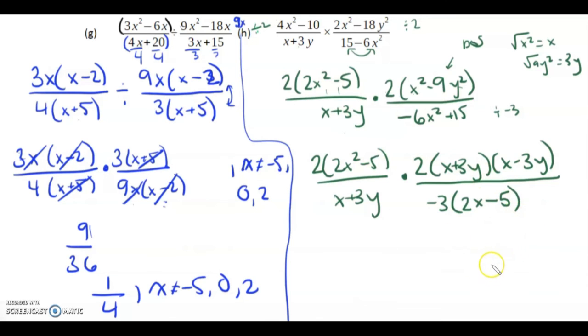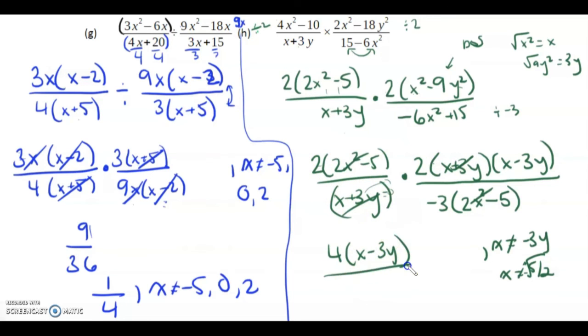Okay, to this point we have two restrictions. We have x does not equal, right, bring that over, negative 3y, and x does not equal root 5 over 2. Okay, we can cancel those out. X plus 3y, we can cancel those out. We're left with 4, x minus 3y, all over negative 3, and that's it.